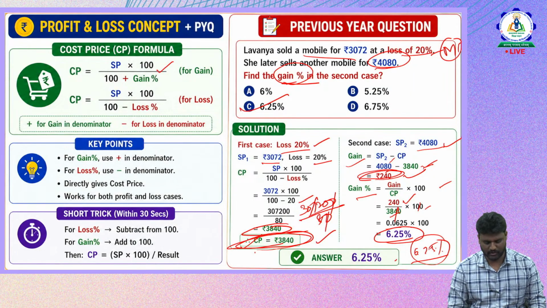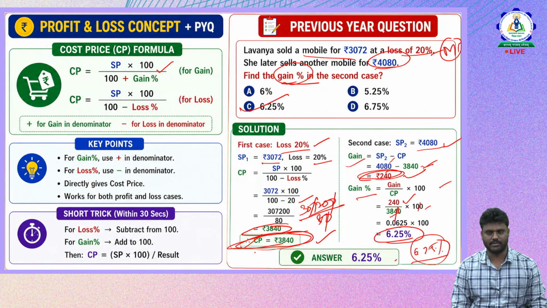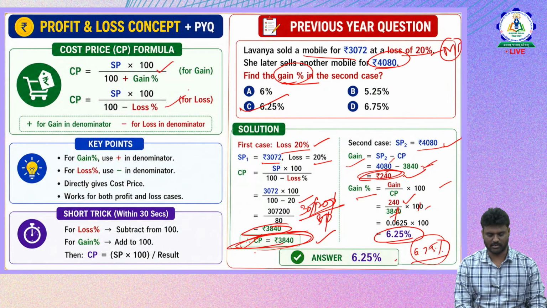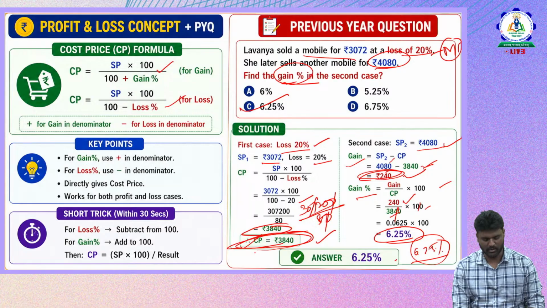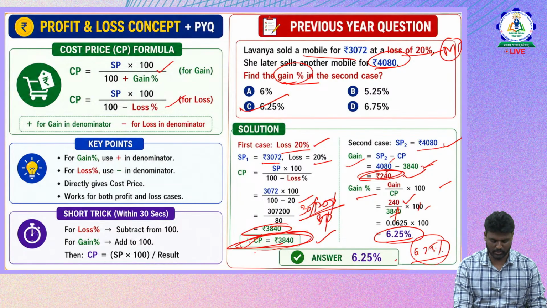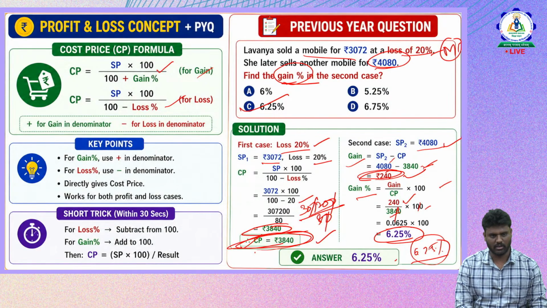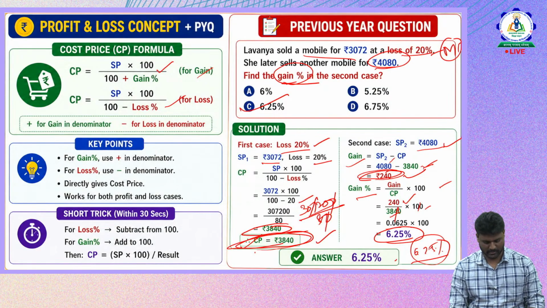Similarly, if she got a loss, which formula will we apply? Cost price is equal to selling price into 100 divided by 100 minus loss percentage. This is the formula we apply in the case of loss. In the case of gain, we apply cost price is equal to selling price into 100 divided by 100 plus gain percentage.